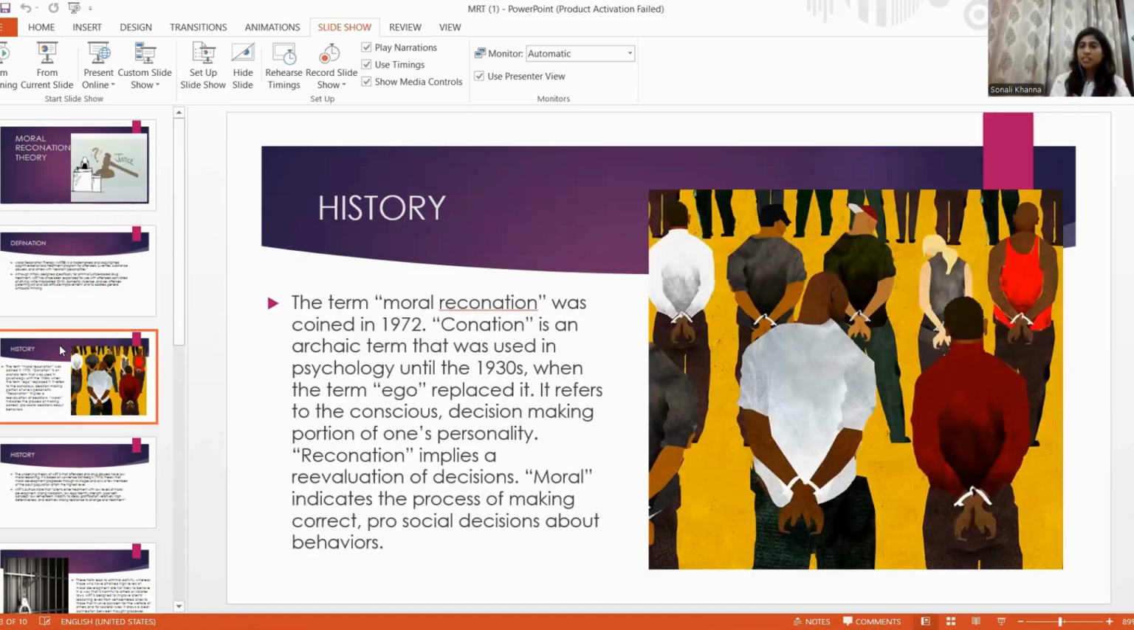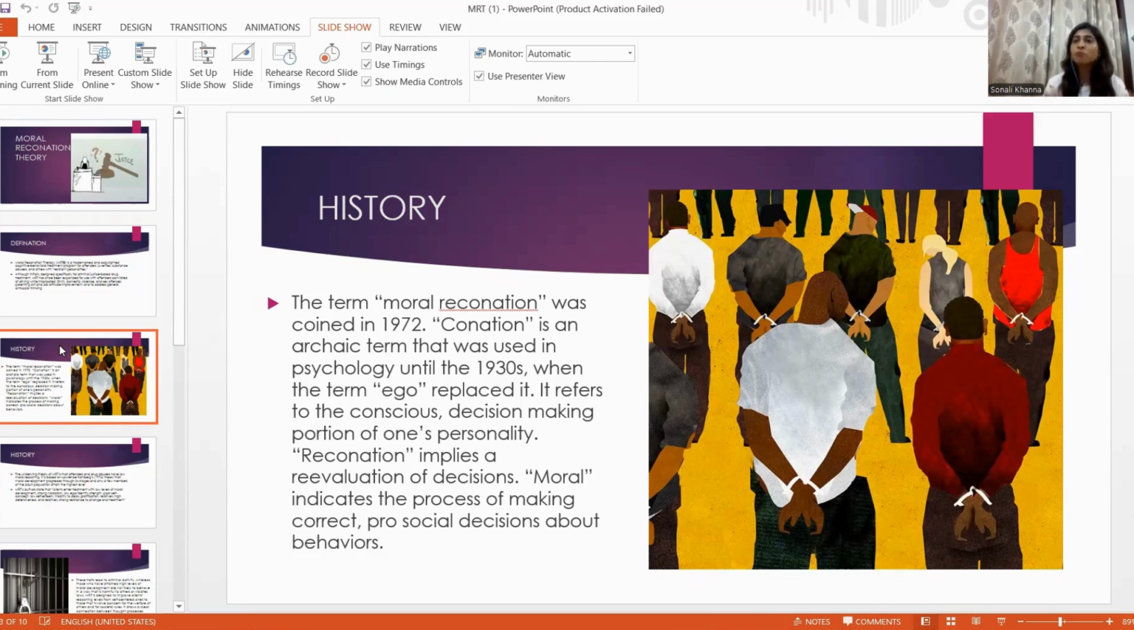Now let's talk about some history. The term moral recognition was coined in 1972. Conation is an archaic term that was used in psychology until the 1930s, when the term ego replaced it. It referred to the conscious decision-making portion of one's personality. Recognition implies a re-evaluation of decision. Moral indicates the process of correct pro-social decisions about behavior.